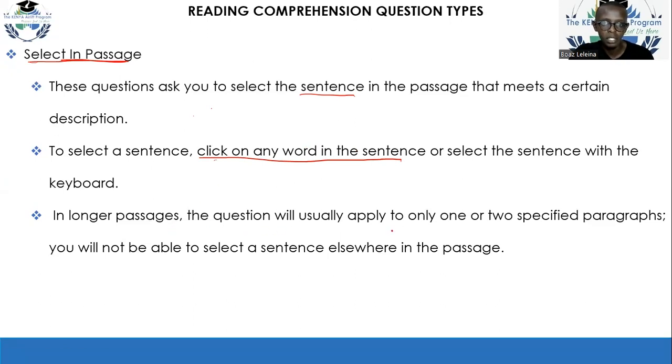In longer passages, they usually apply to only 1 or 2 specified paragraphs. So if you're given 6 paragraphs, they will only give you the option to select from maybe paragraph 1 and paragraph 2, or maybe paragraph 3 and paragraph 4. Your sentence will be within these paragraphs here. So you will only have the ability to select from one of these 2 paragraphs. You will not be able to select a sentence elsewhere in the passage, so you just can't click anywhere. For long passages, they limit you to these paragraphs to make the work a little bit easier for you.